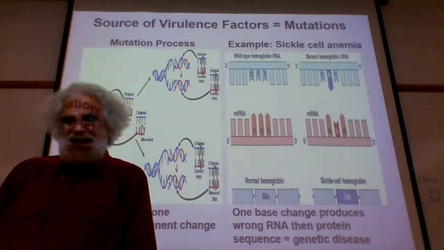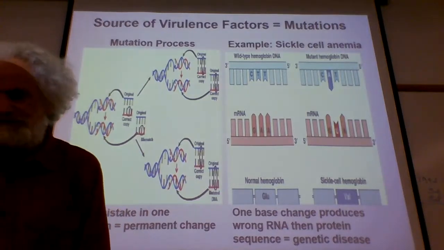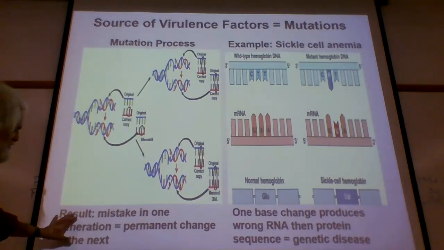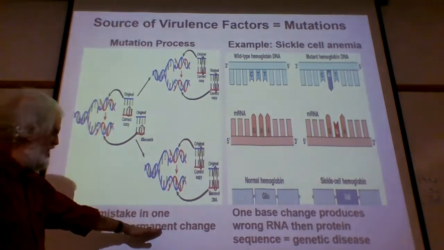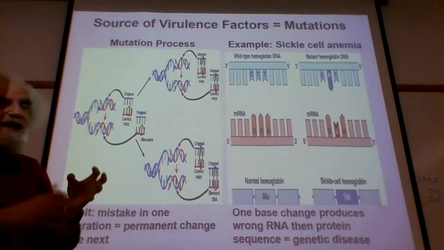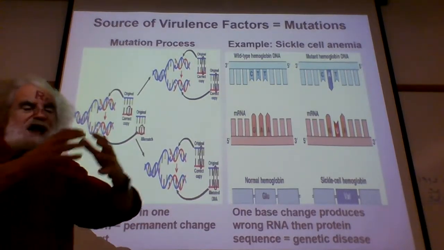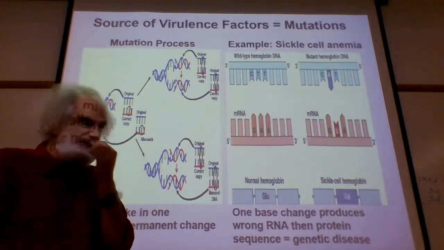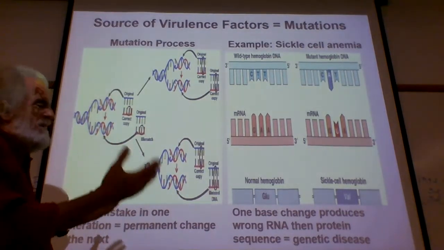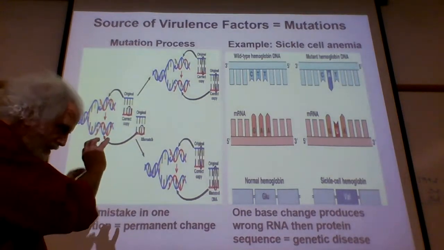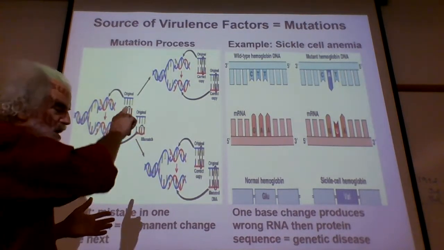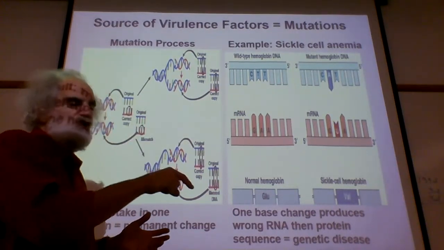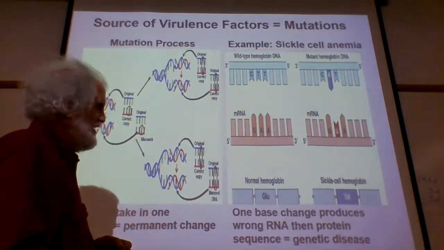Virulence can be affected by mutation because a mistake in one generation is going to be a permanent change in the next generation, and that permanent change can lead to another mutation, and you can begin adding and building up mutations. One base change will affect the RNA, and then that RNA might generate a new amino acid sequence that it codes for in translation.